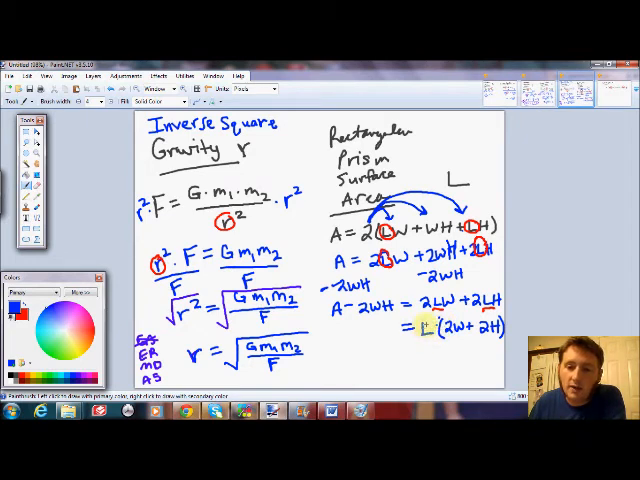Now what we have is, if you look at that, we've gone from having 2 L's to just 1, and it's being multiplied, so we can divide by 2W plus 2H, the whole quantity, on both sides, and we'll be down to just L. So we would have this not very pretty looking fraction equals L.